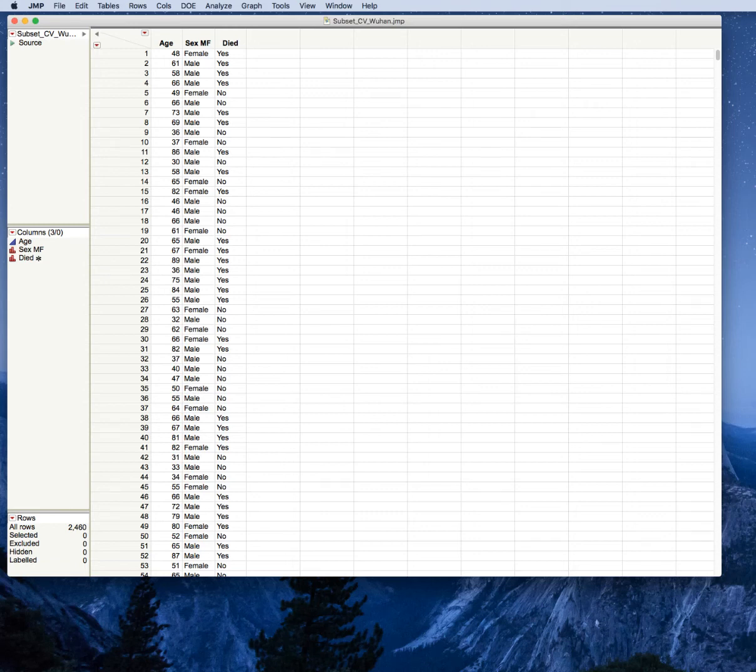This is a subset of data from the coronavirus information coming out of China, specific to in and around Wuhan. As you can see, there are 2,460 cases here that tested positive. We have information on age, and we have information on the sex of the person that tested positive, as well as whether or not the person died.